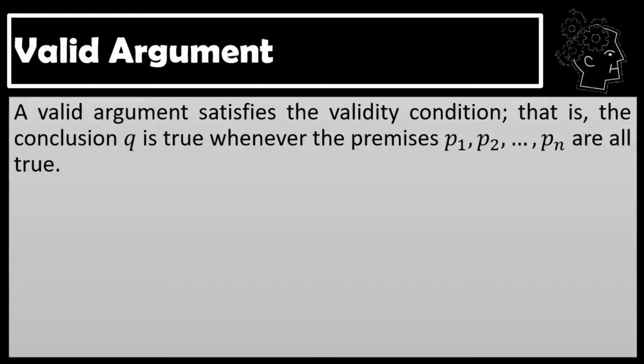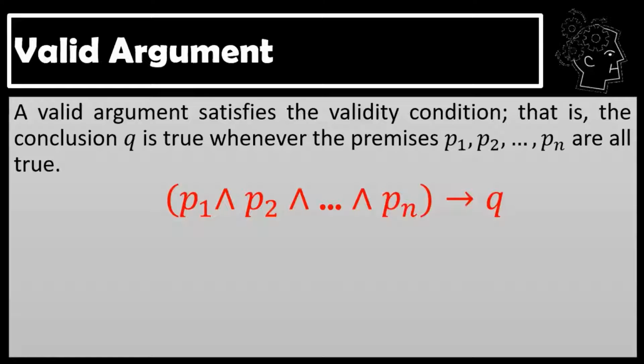A valid argument satisfies the validity condition, that is, the conclusion Q is true whenever the premises P sub 1, P sub 2 to P sub n are all true. In another way, for a valid argument, the conditional or this propositional form should be a tautology. A tautology is a compound proposition that is always true for all possible truth values of the propositions that occur in it.